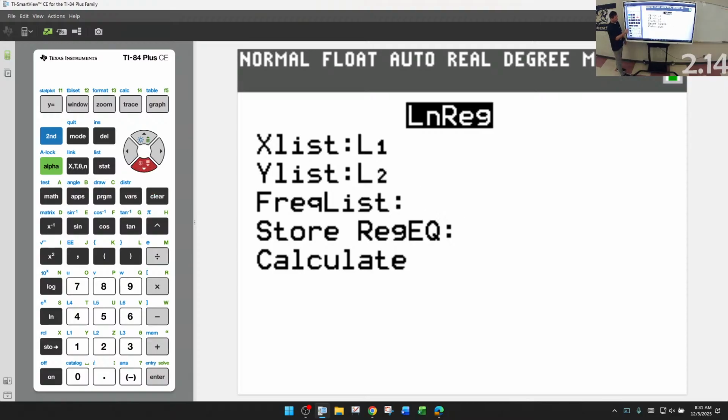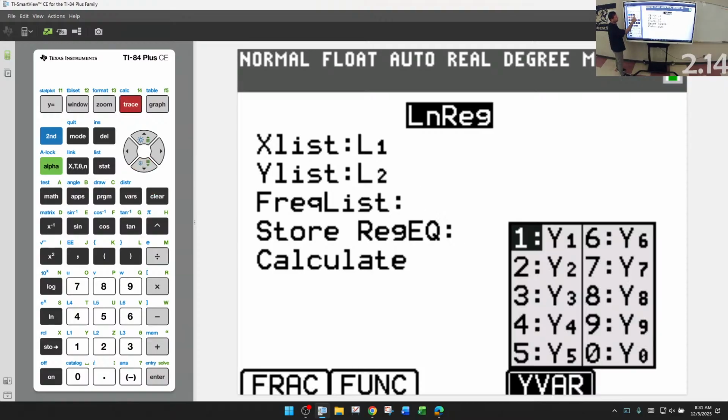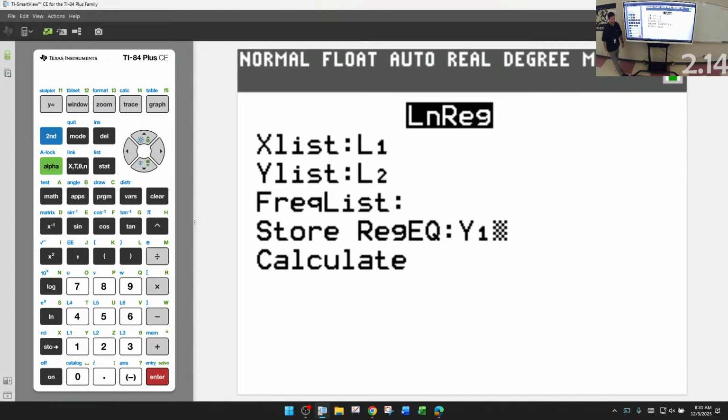Store it. That's where you do the alpha trace, because you need to put that in Y1. Why? I don't know if I need to or not, but I might as well. Don't try to copy and paste. Don't do anything. Get it in Y1. Let the calculator do the work for you. Calculate. Boom!